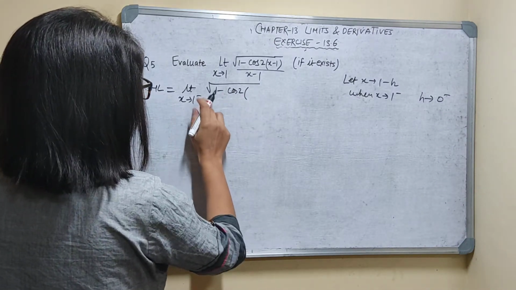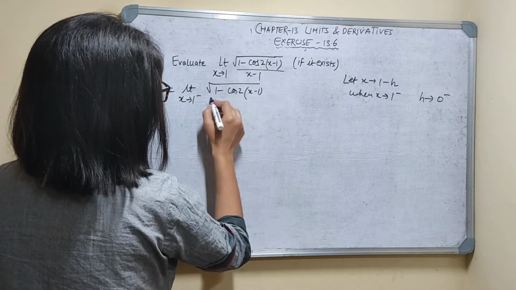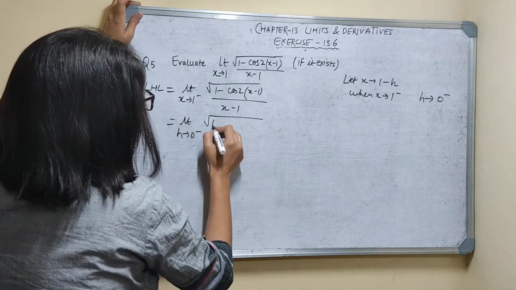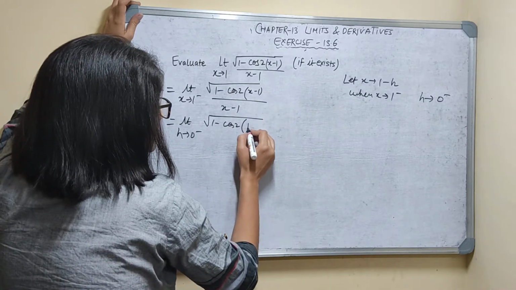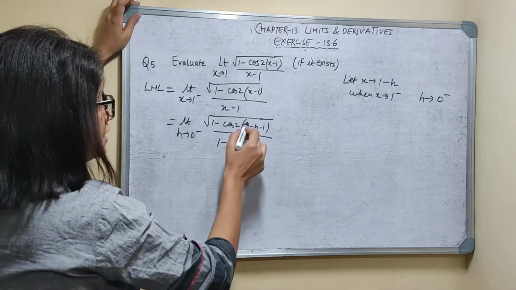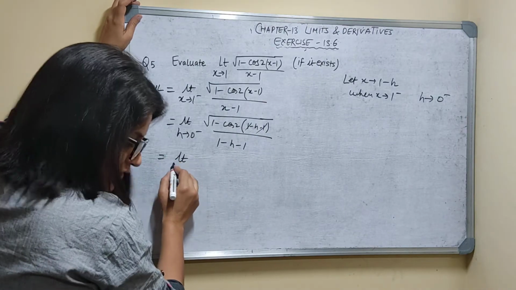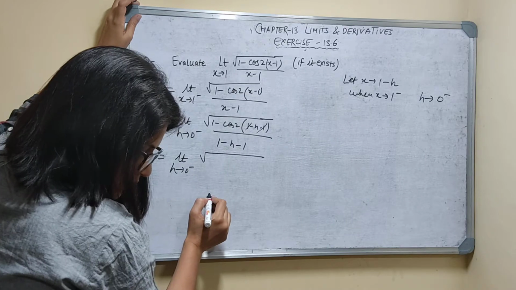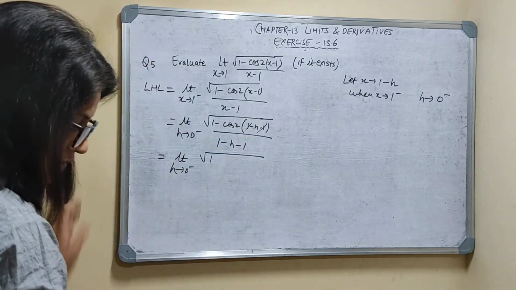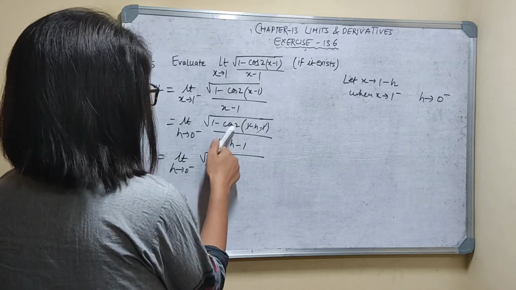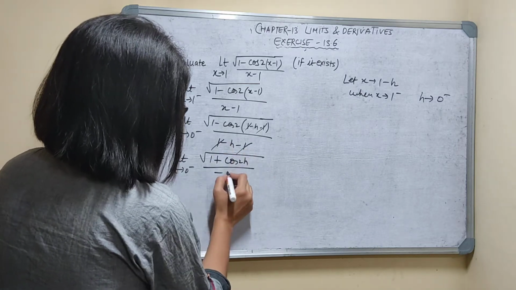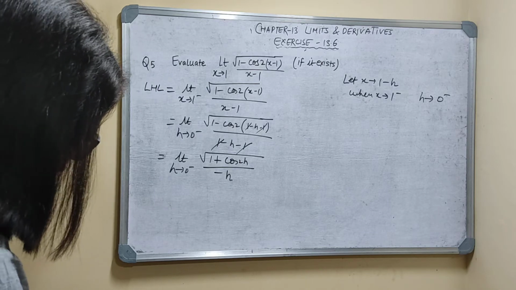First I will write here limit x tends to 1 minus, root of 1 minus cos 2(x minus 1) upon x minus 1. So I will write limit h tends to 0 minus, root of 1 minus cos 2, at the place of x, 1 minus h minus 1, upon 1 minus h minus 1. Is it clear? 1 minus 1 cancel. Root of 1 minus cos 2 into minus h. So minus minus plus, cos 2h, upon minus h. Root of 1 plus cos 2h upon minus h.